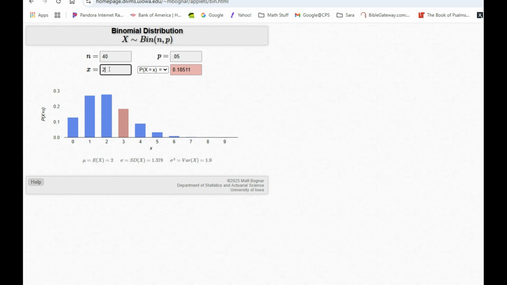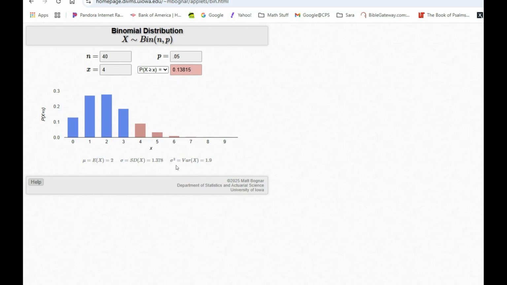The second one wants us to calculate the probability that 2 or fewer bulbs are defective. So we're going to change this to 2. 2 or fewer means less than or equal to 2. And we end up getting 0.67. All right. And the last one says, what's the probability that 4 or more bulbs? So we can switch this to greater than or equal to X. We're going to switch this to 4. And we see that the probability of 4 or more bulbs is 0.14.